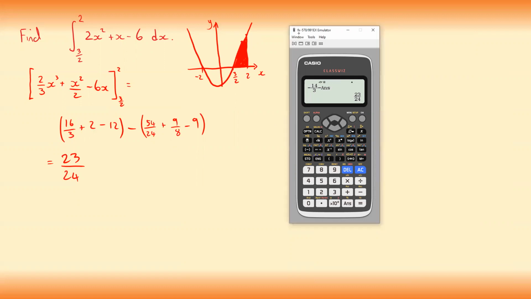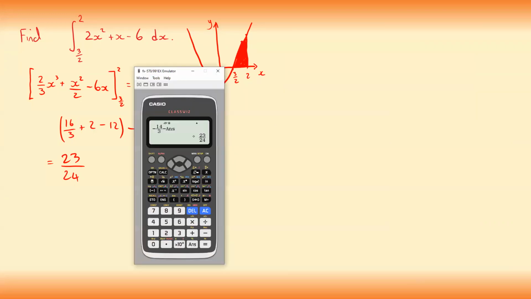Now, using the calculator, let's see how much easier this is. On your calculator to do this, you'd want to use this button here. It's underneath menu, it's this integral sign. And you want to put in exactly what's given in your question, as long as it's all above the x-axis or below the x-axis. If it's a mixture, you need to split up into multiple integrals.